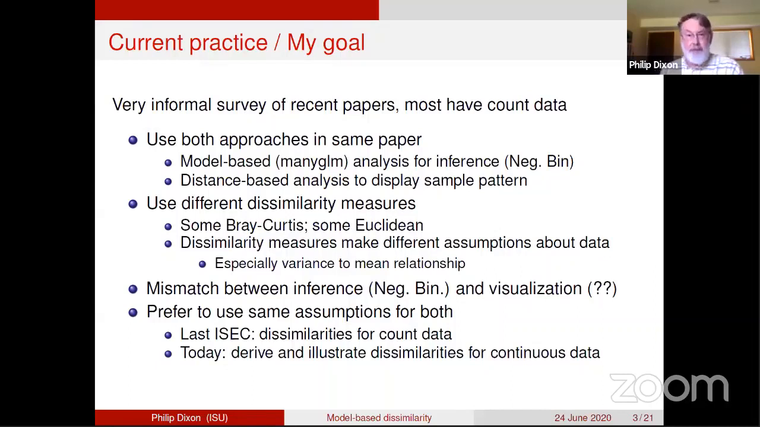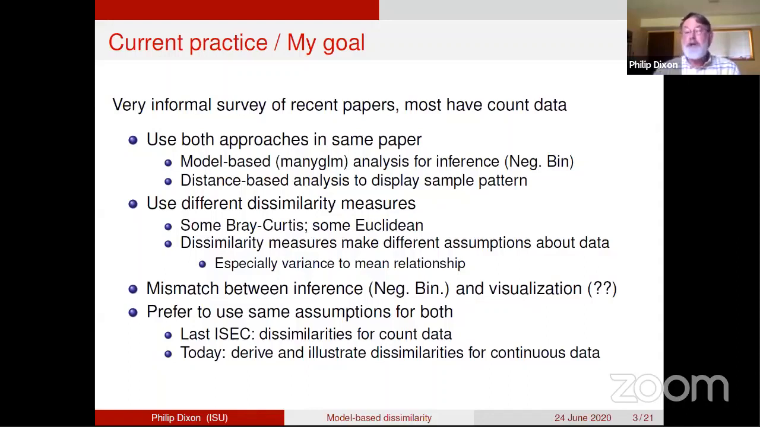There are numerous examples in the last couple of years of folks using model-based approaches, many GLM and the mvabund package in R, for inference, and then a distance-based analysis to visualize the sample pattern in the data. If somebody has counts, they will frequently use a negative binomial distribution for the model-based analysis, and then pick a dissimilarity measure. And there's no consistency. Some folks have used Bray-Curtis, some folks have used a Euclidean distance. And that bothers me.